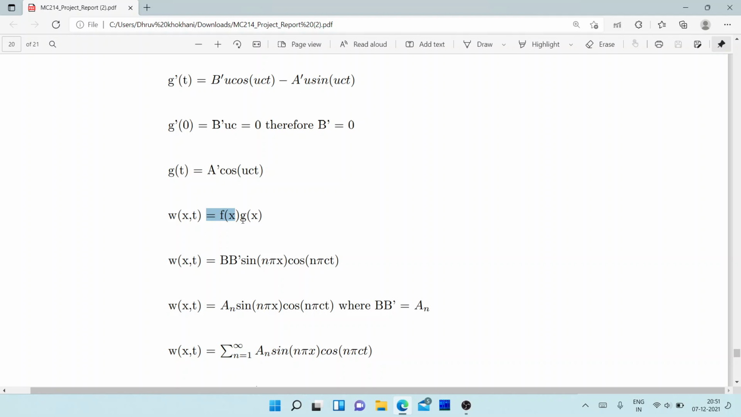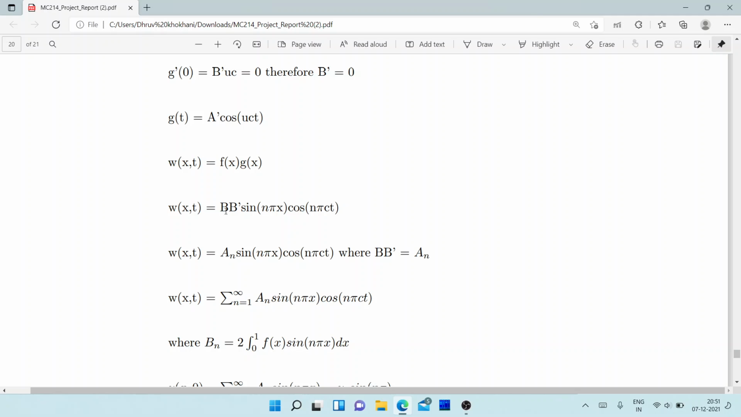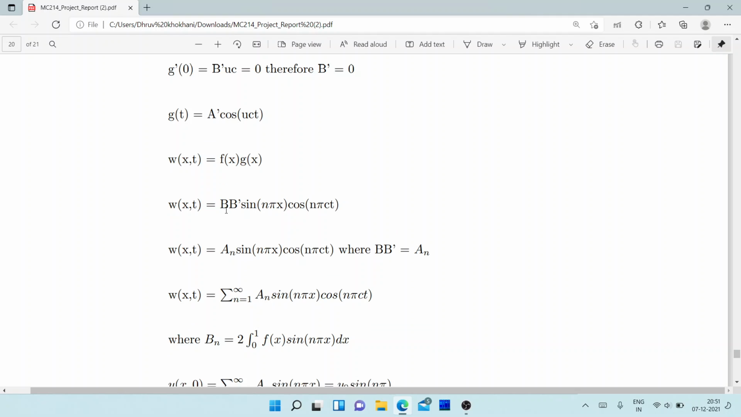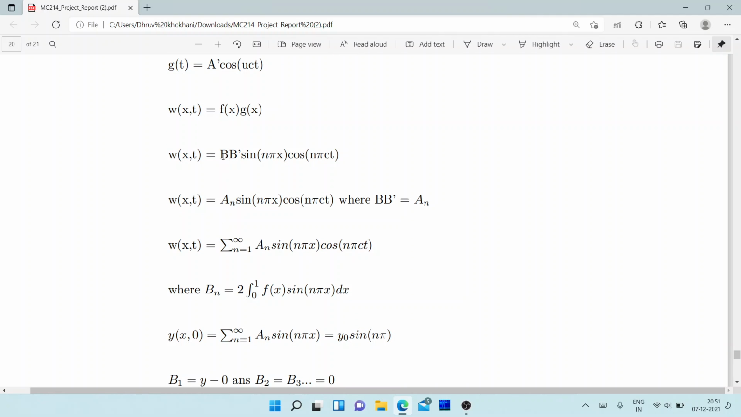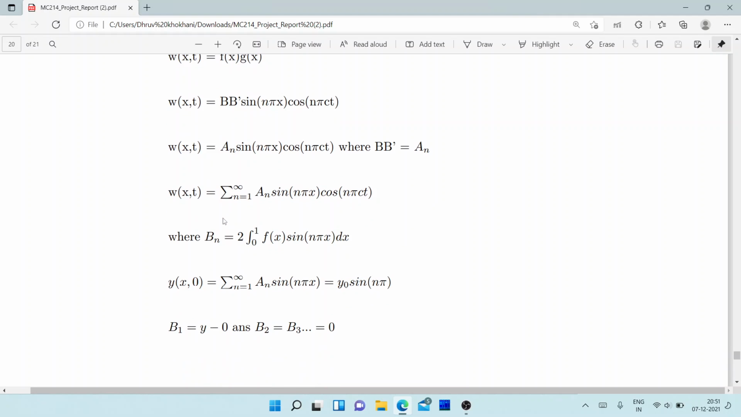Now we put the values of f and g into w. So we get b dash sin n pi x cos n pi ct. We replace the constant b dash with an, and we take summation from 1 to infinity.